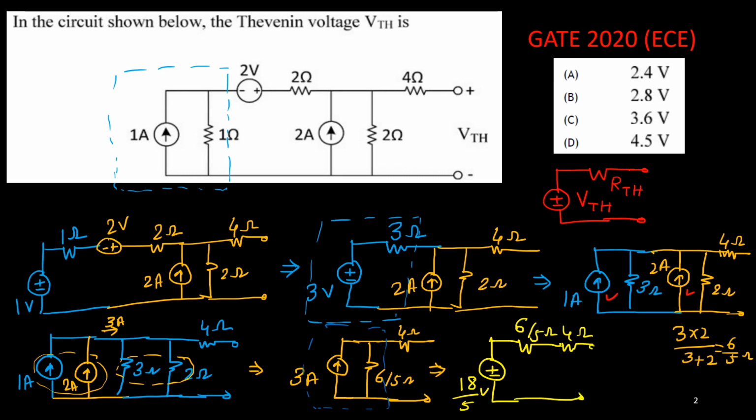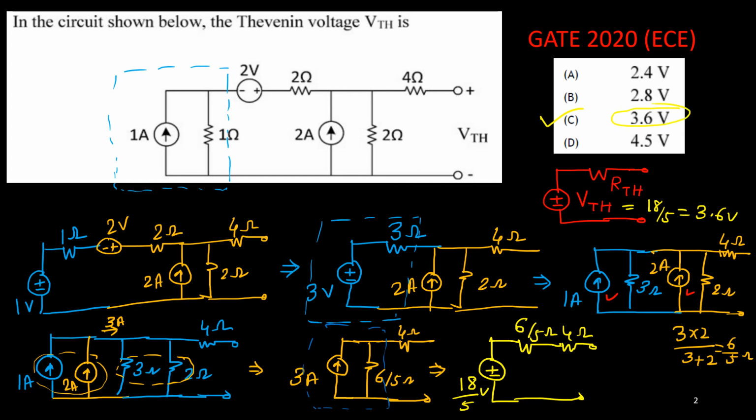So you see here the open loop voltage, so the total voltage is this one. You see VTH is coming at 18 by 5, which is 3.6 volt, right? So our answer is C. C is the correct answer, 3.6.